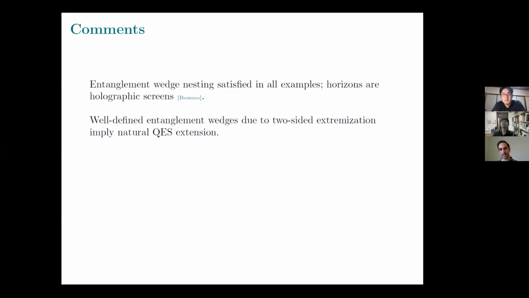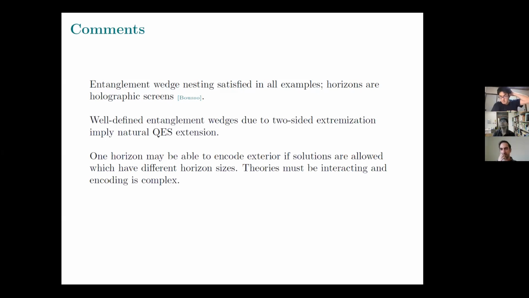An important point is that because I did this two-sided extremization, you have a well-defined entanglement wedge. And this implies a natural quantum extremal surface extension to the formulas I was looking at. In the second part of this talk, I was just doing classical entropies and just the gravitational entropy. I didn't talk about quantum corrections, but you have entanglement wedges, so there's a natural guess that you add in the matter entropy of the entanglement wedge for a QES extension.